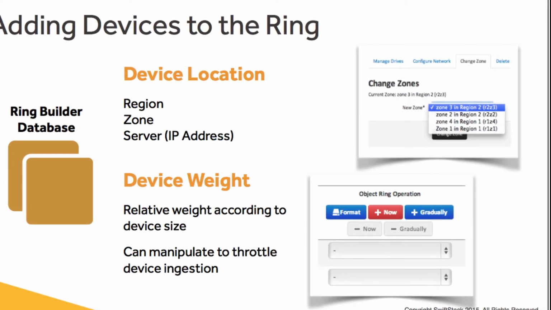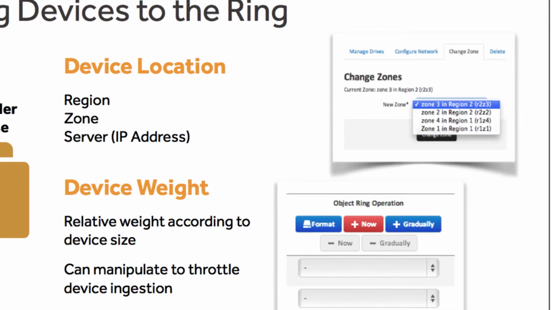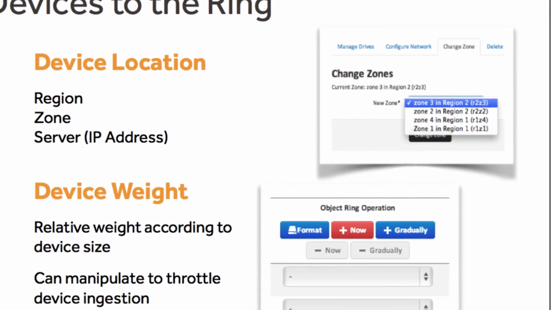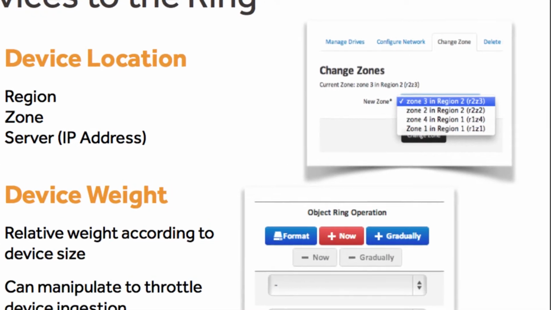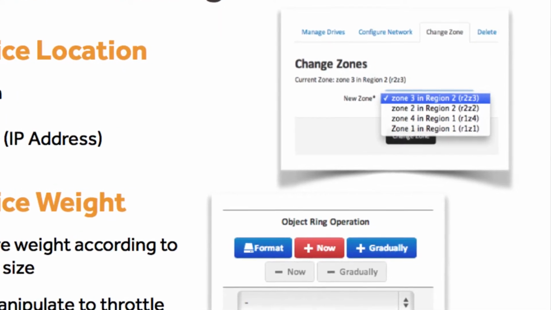And on top of that, the zone I'm talking about. Usually the zone is considered a failure domain. So whatever upstream could fail is sort of how you would assign a zone. That could be power to a rack. It could be a single point of failure switch. It could be anything else.